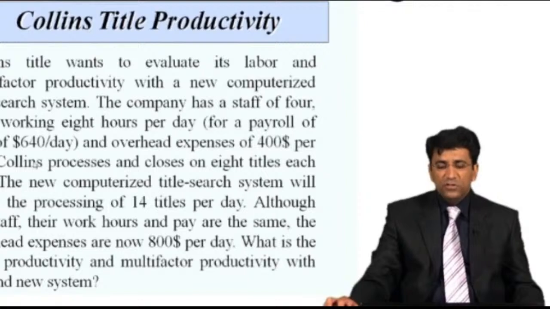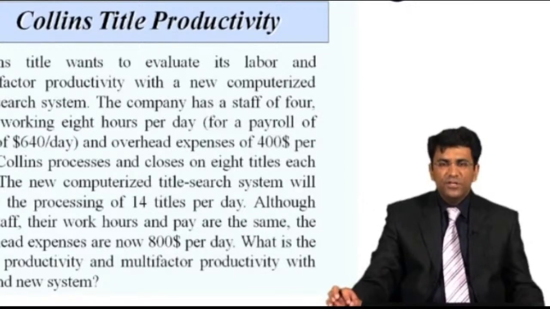There are different overhead costs given, that is the $640 per day, and there is another overhead expense that is $400 per day. What is the output? Let's see in this example what your output is. Collins processes and closes on 8 titles each day. It means 8 titles is your output for the old system, and with the new system he is able to produce 14 titles per day. And with the new system, its overhead expenses will increase up to $800 per day. So these are the most important information.